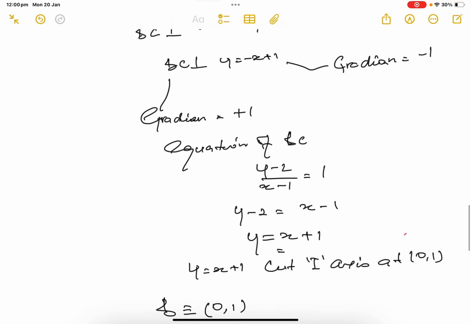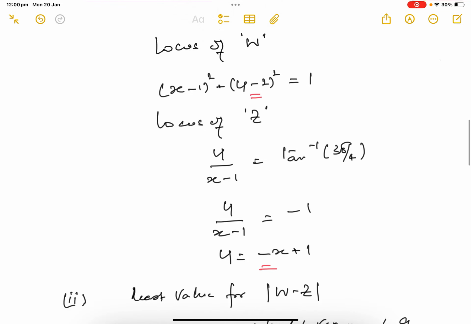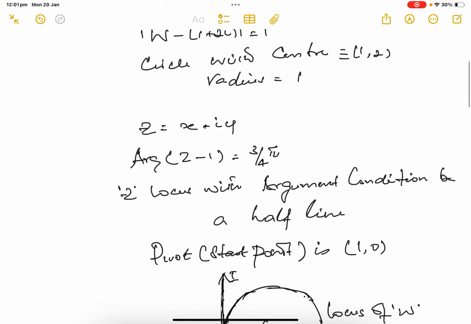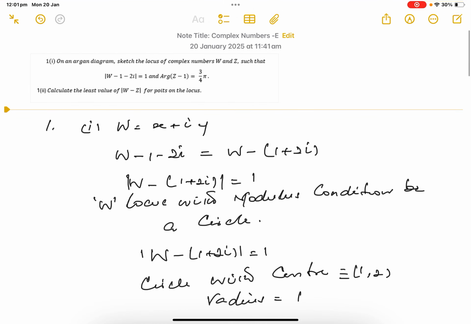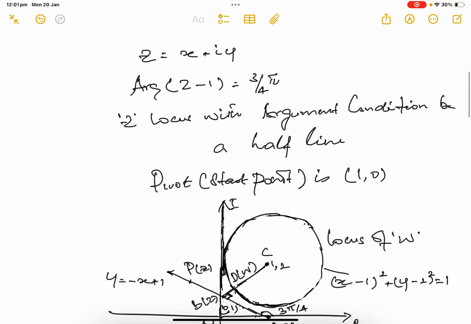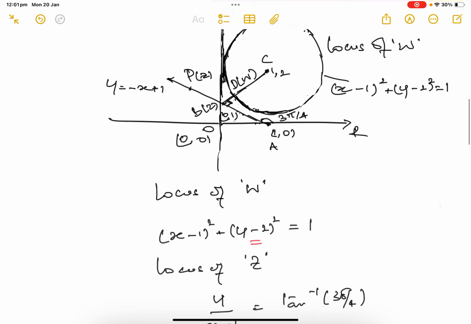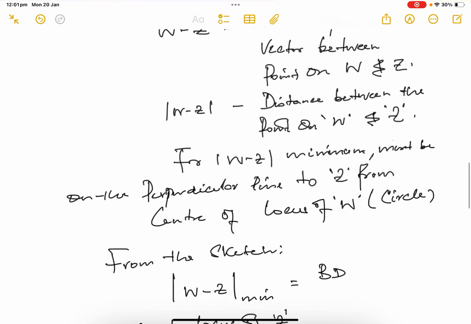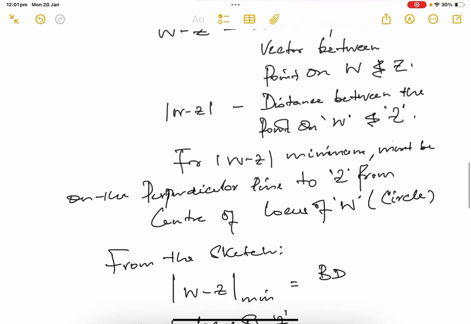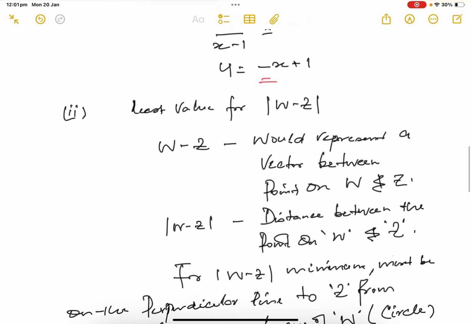Let's do the second part. Let's see what the second part is. Calculate the least value of the modulus of w minus z for points on the loci. Okay, right, let's do part 2.